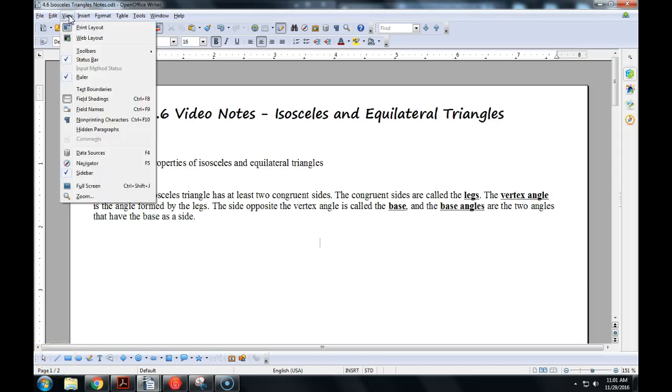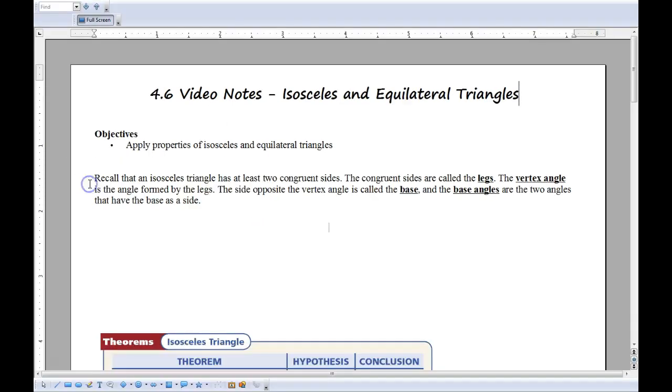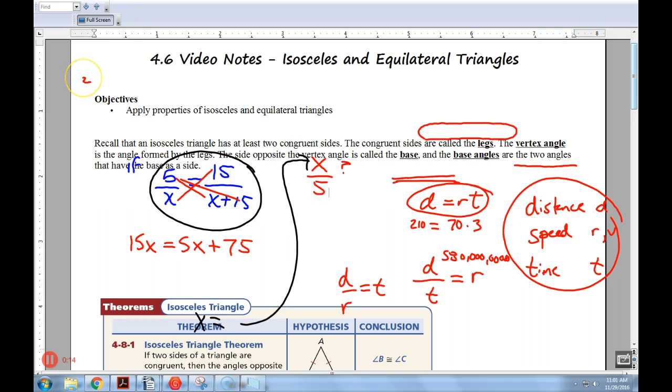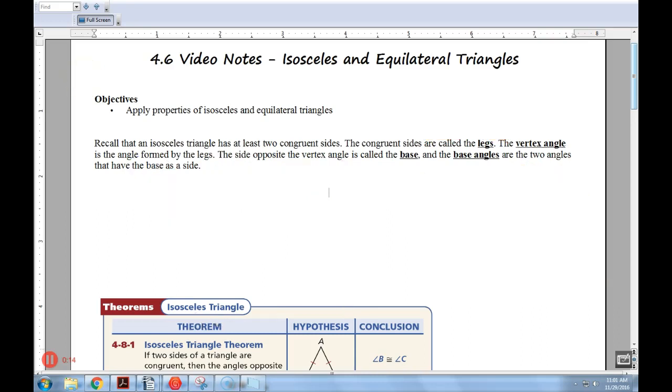All right, 4.6 video notes, isosceles and equilateral triangles. So we discussed these triangles in 4.1 when we classified them, and now we're going to go into a little bit more deep detail where we're going to apply some of those properties and actually try to solve for some side lengths or for some angle measures.